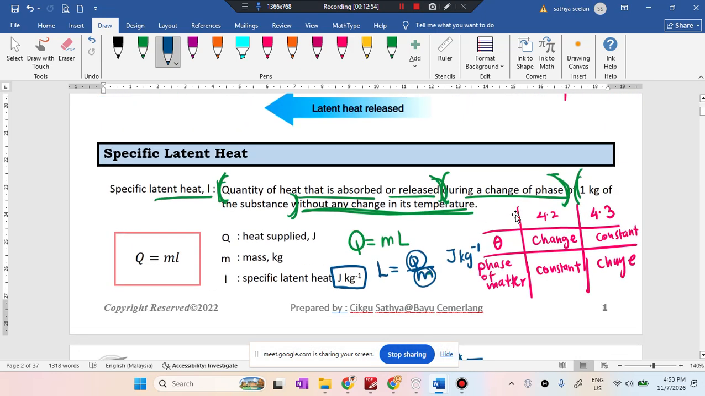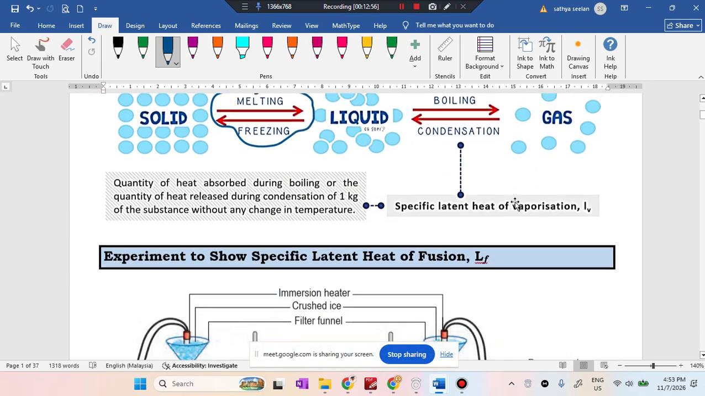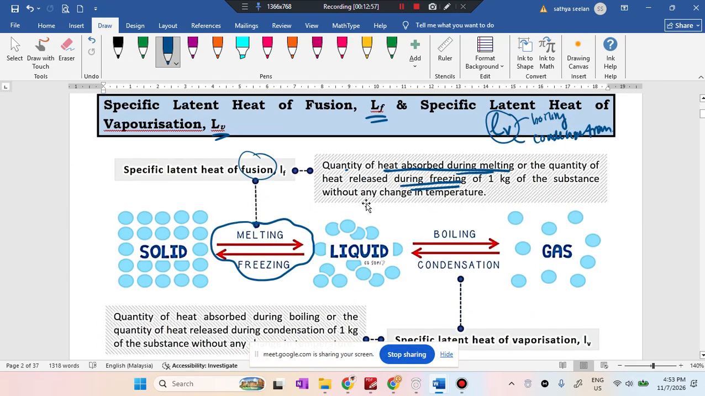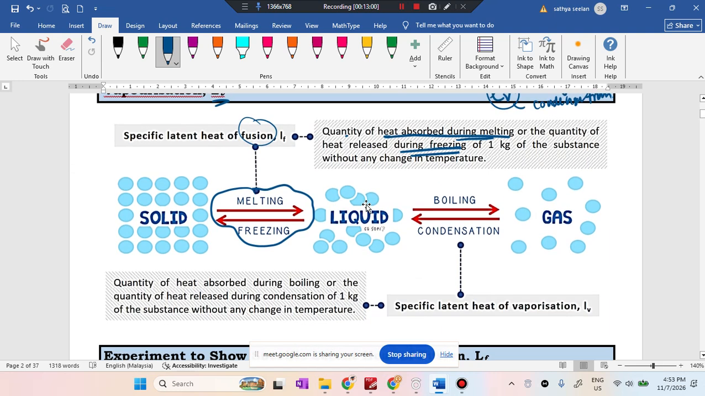Okay, di sini tak payah cakap change of phase sebab dia dah bagi tahu proses. Faham tak? Itu beza dia. Okay, kalau latent heat of vaporization LV, quantity of heat absorbed dekat sini kan? Heat absorbed during boiling or the quantity of heat released during condensation of 1 kg substance without any change in temperature.